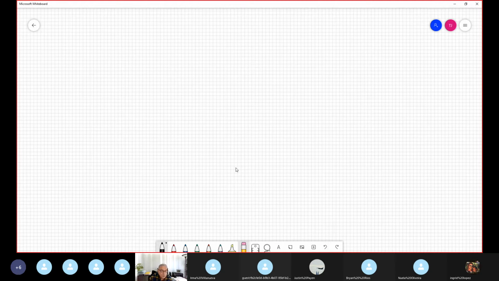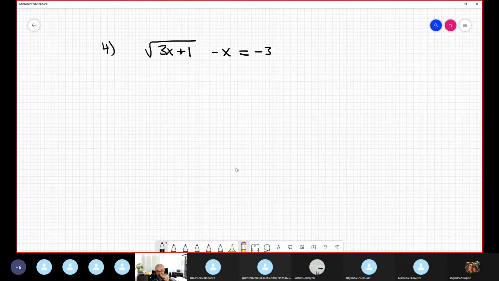Number 4 is the square root of 3x plus 1, minus x, is equal to minus 3. Okay, in this case, is checking mandatory or no? Yes.